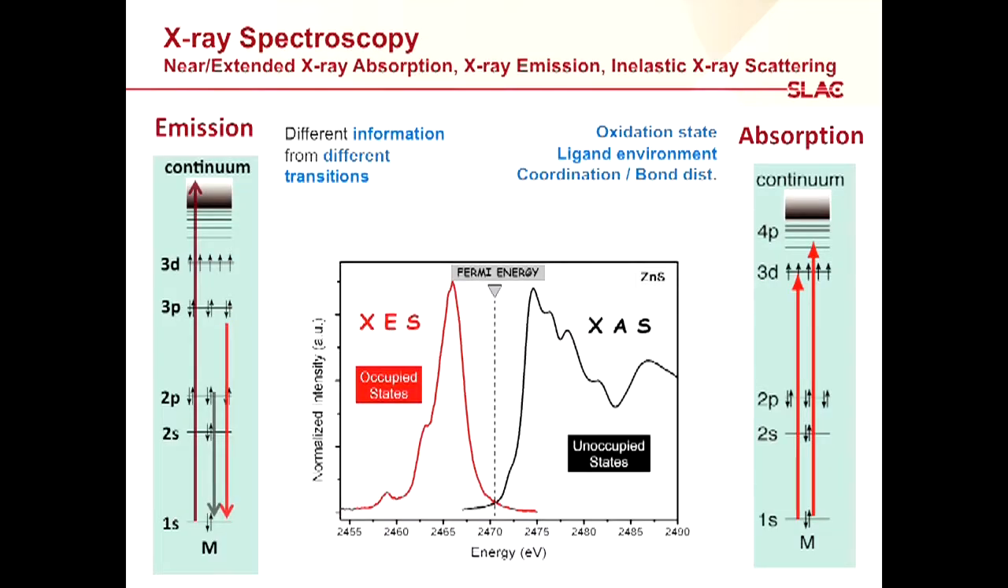X-ray spectroscopy mostly deals with core level electrons, so that means we're taking electrons that are very inside, very close to the nucleus of the atom, and we try to excite them into discrete or continuum states outside. And we have two main ways that we can approach X-ray spectroscopy, when we are trying to see occupied states and when we try to see unoccupied states.